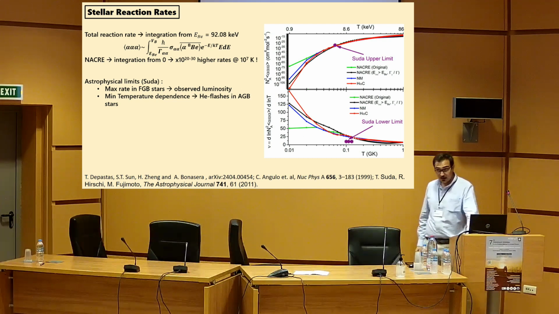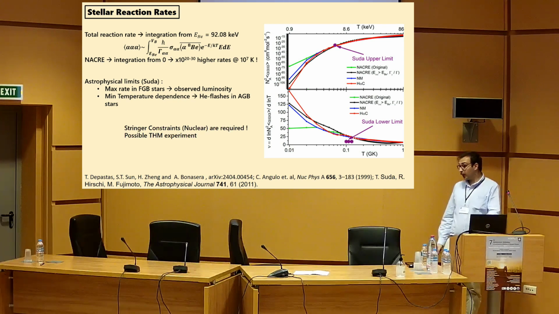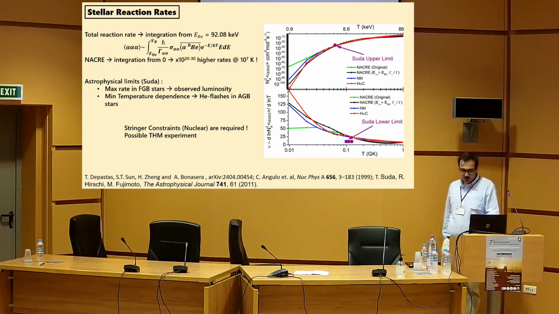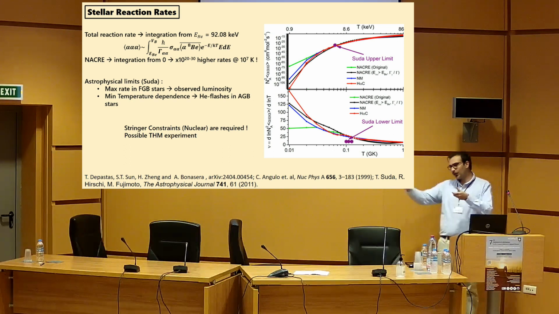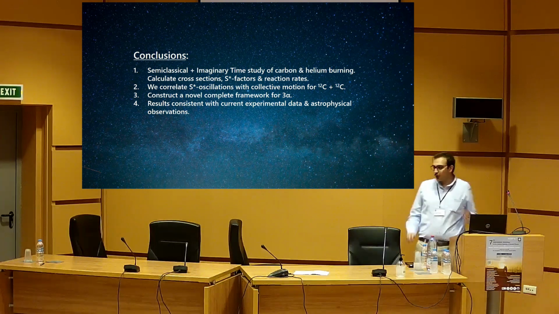What does this tell us? This tells us that we need more stringent constraints, most probably given by nuclear physics, and perhaps again with the Trojan Horse method, because it has the option perhaps to bypass the short lifetime of the beryllium-8 nucleus. At this point, I would like to conclude this short talk.